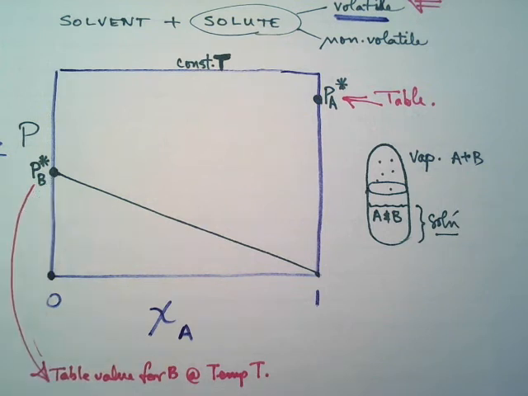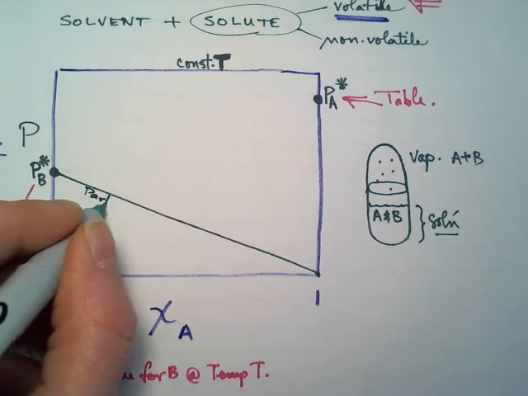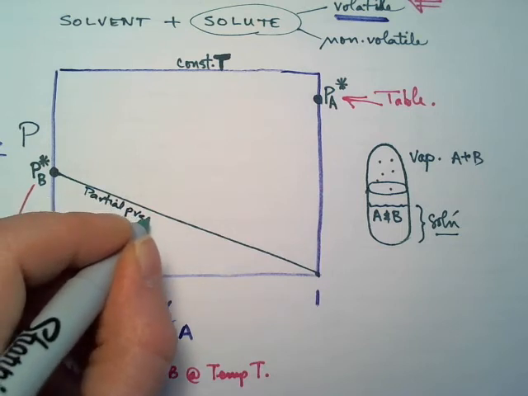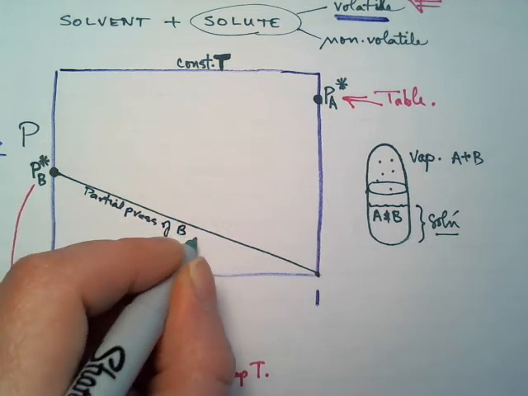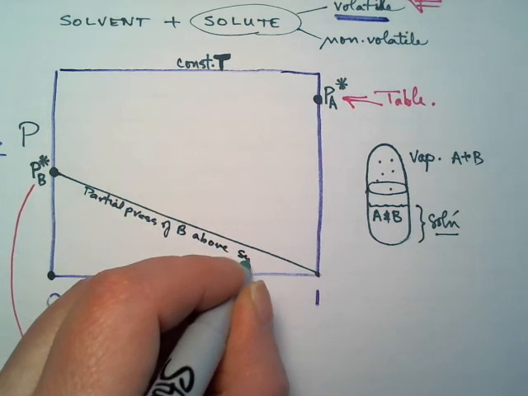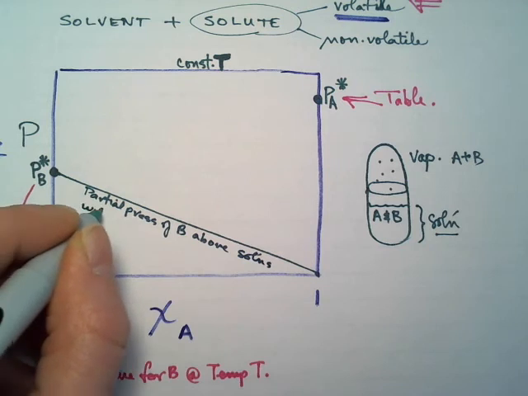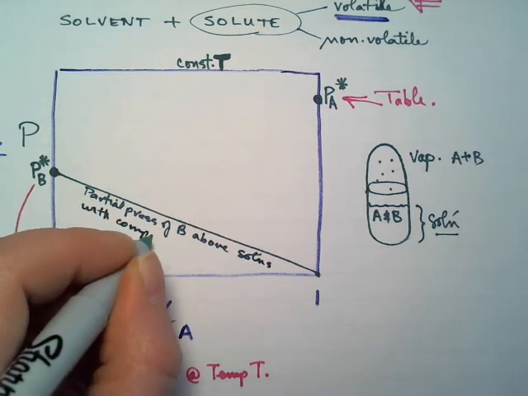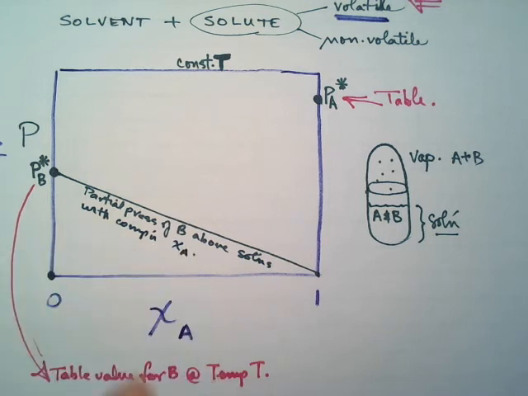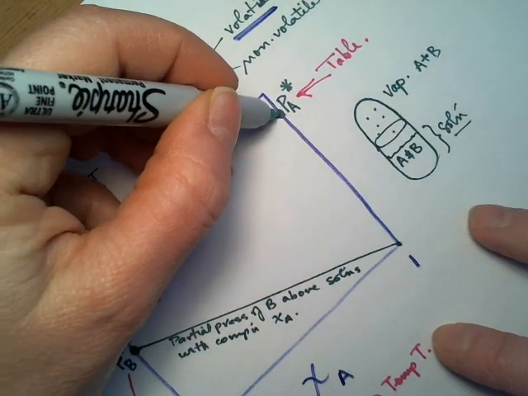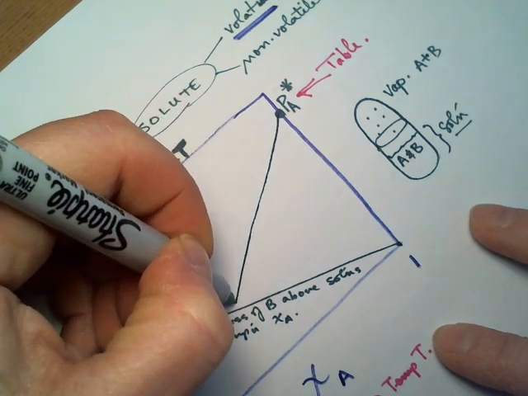It's connected to B, and therefore whatever's connected to my pure B, that's the line of partial pressures above all these. So these are partial vapor pressures of B above solutions with composition mole fraction of A as determined by that X. And so now, I'm just going to turn this for a moment to draw it. I want to keep it straight.